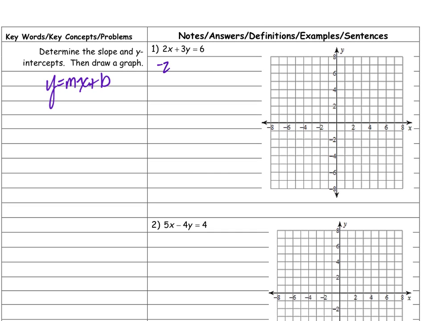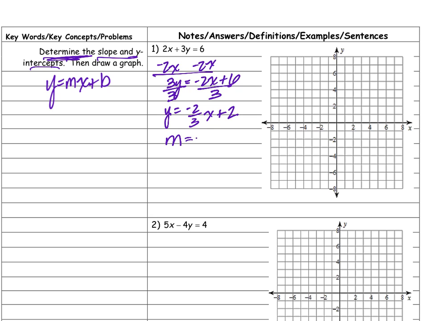So I'm going to subtract 2x, except now I've got more room. So I've got 3y equals negative 2x plus 6. I'm going to divide by 3. So y is going to equal negative 2/3 x plus 2. So it says right here, determine the slope and y-intercept. So my slope equals negative 2/3, and my y-intercept is 2.